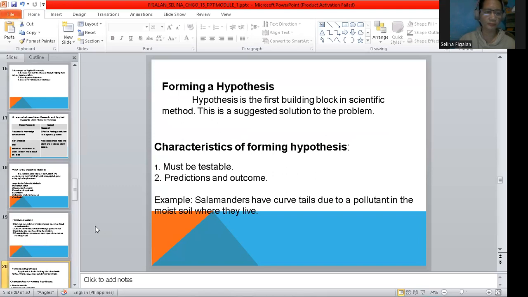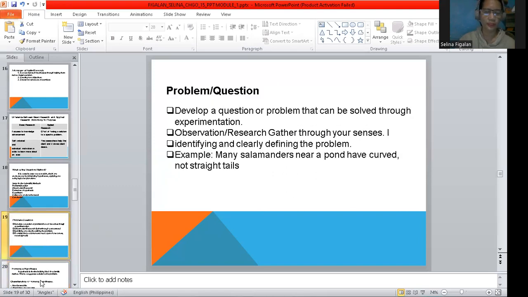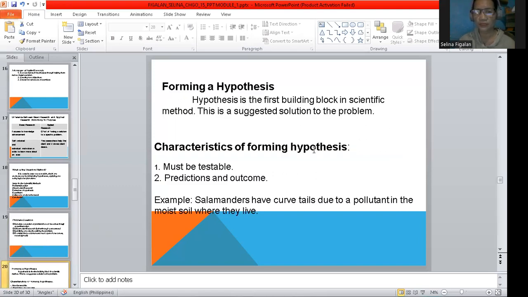Okay, forming a hypothesis. So magpo-form ka muna ng hypothesis. Hypothesis is the first building block in the scientific method. Di ba? In order to make a solution to the problem, na-identify mo na yun na ang salamander ay meron silang curved tails sa ponds. Okay, doon sa ponds. A characteristic of a hypothesis is that it must be testable.